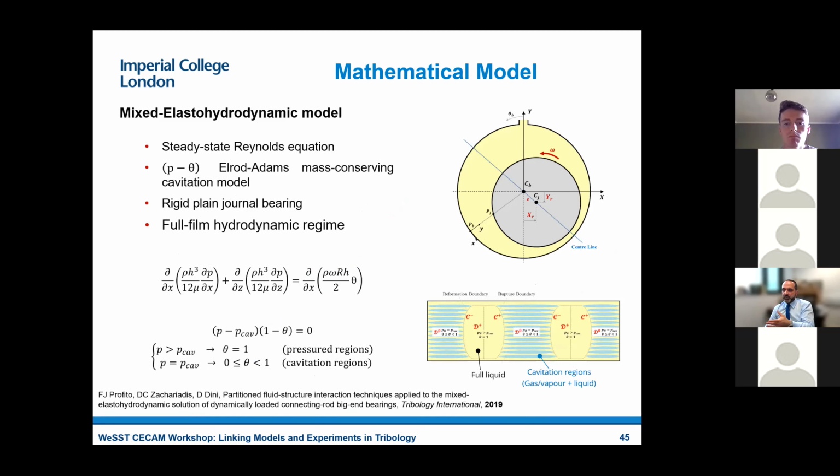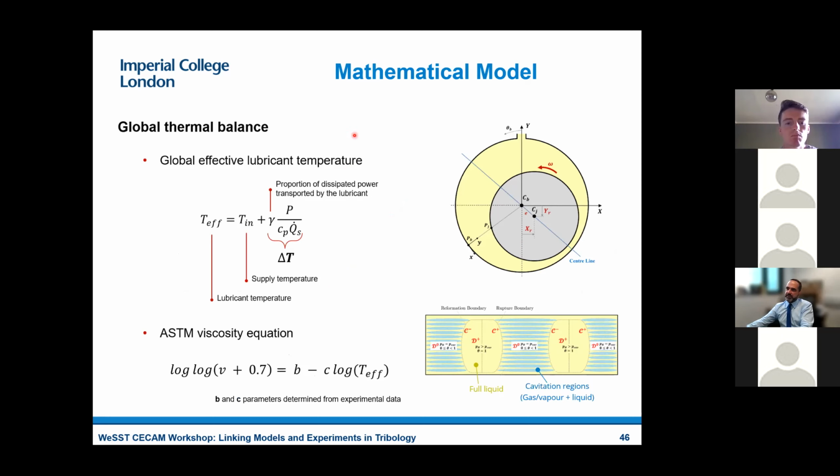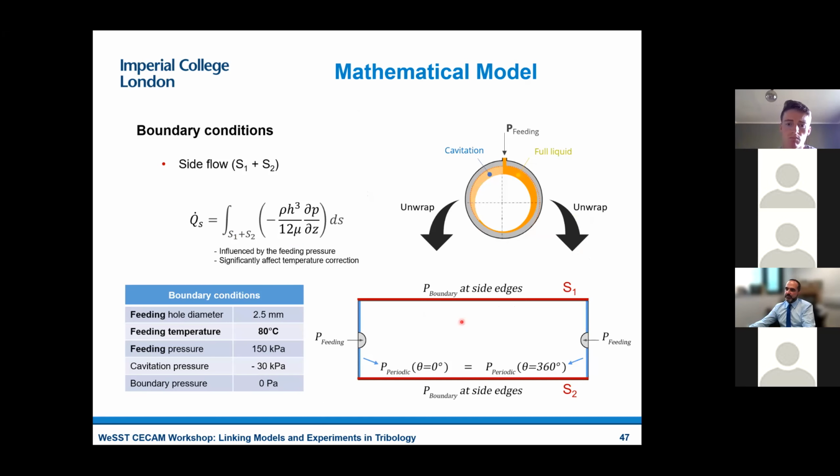And I'm not going to go much into the details, but the model is a fairly standard formulation, but we use a very energy conserving finite volume formulation. We look at the cavitation in a mass conserving fashion, and we update the lubricant temperature conditions looking at the effective temperature. Therefore, we look at the proportion of heat dissipated into the system, and the global temperature rise that equates to changes in viscosity within the system, as well as looking at both the effects that you get from the feeding pressure and the side edges. So, for example, the fluid flowing at the side edges is very important for a system like this.